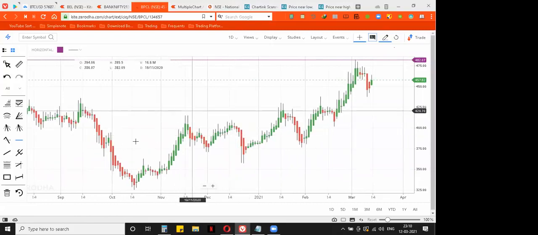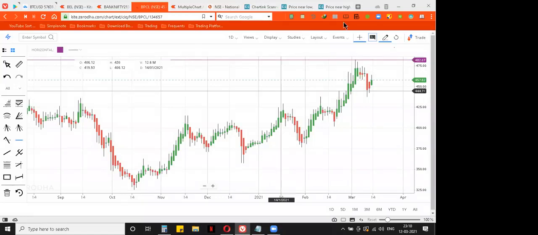Does it make sense? Yes, sir. Actually, Sri Amu has asked one question. Actually, sir, you cleared this in the starting. He is asking, when the HeikenAshi candle has not broken, but the normal candle has broken the high, what do we do in that case?